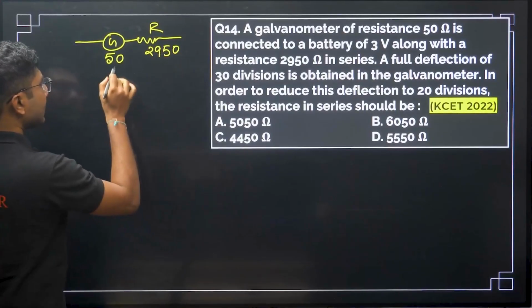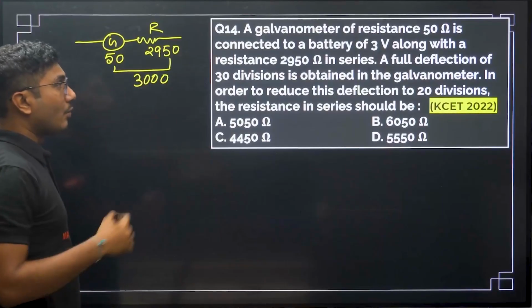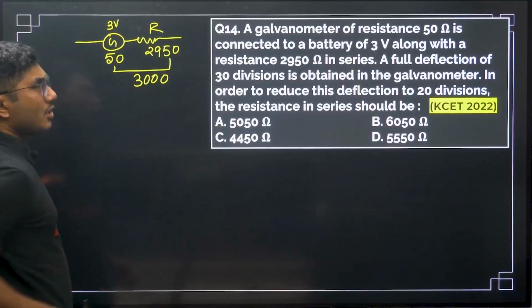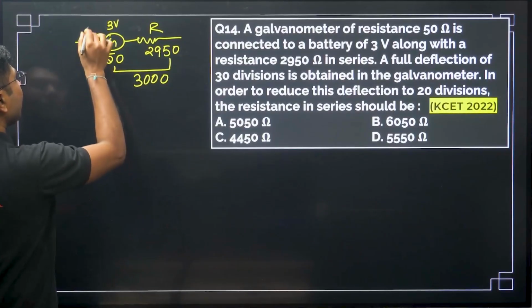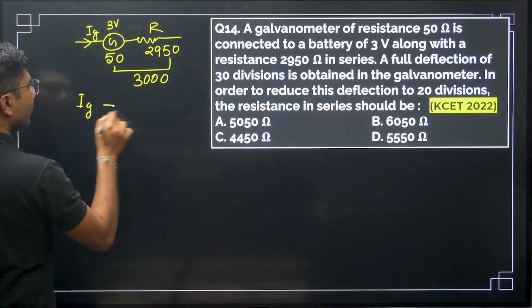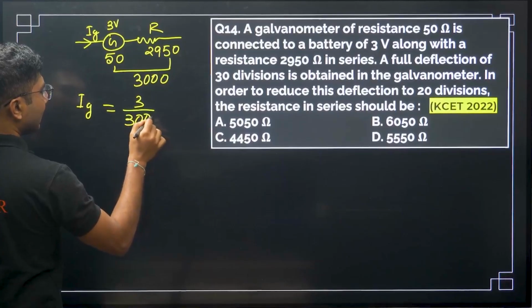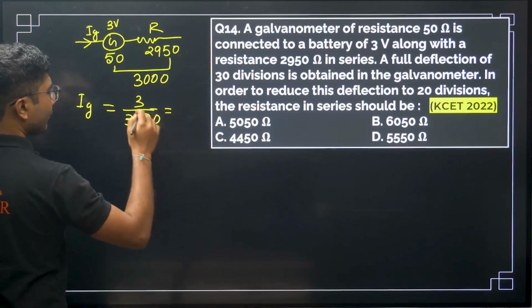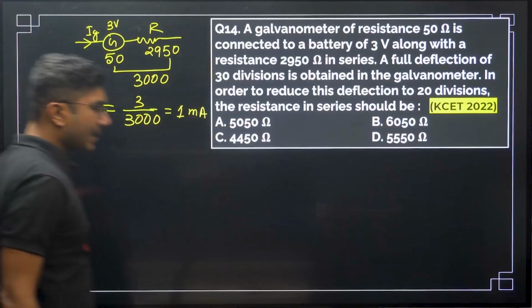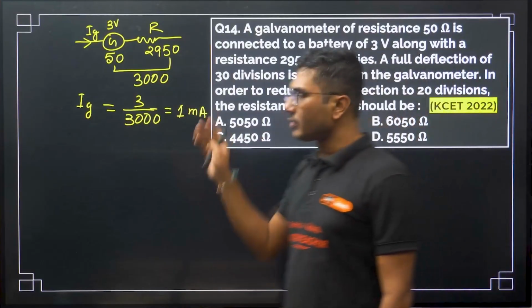Right? What is the total resistance? Total resistance is 3000 ohm. Okay, now what is the voltage? Maximum volt we are measuring is 3 volt. So maximum 3 volt means what is the galvanometer current? Galvanometer current is the voltage divided by the resistance, V by R, right? So it will be 1 milliampere. 3 by 3000 means 1 by 1000, which is 1 milliampere.